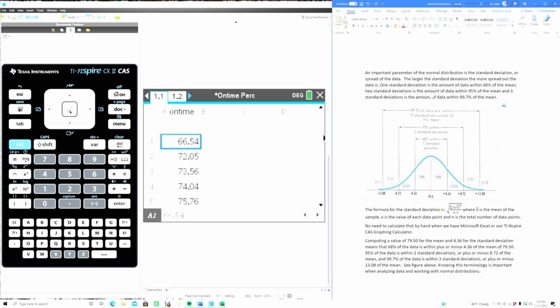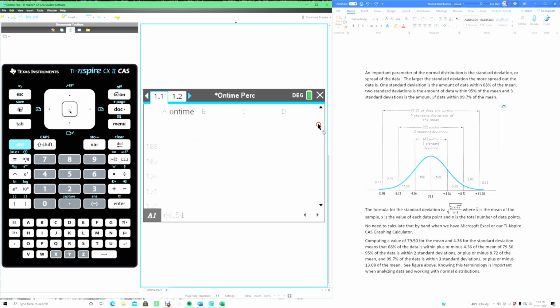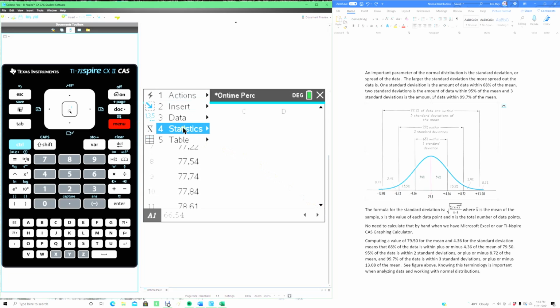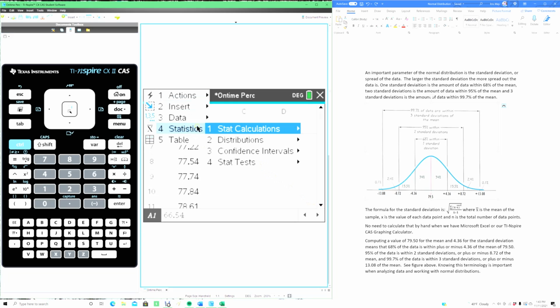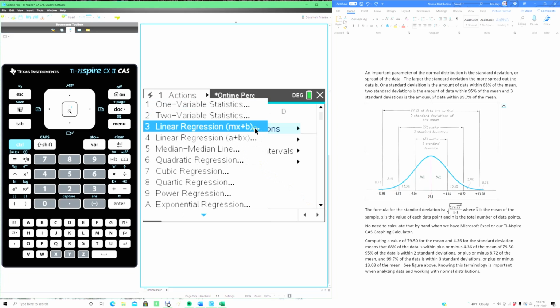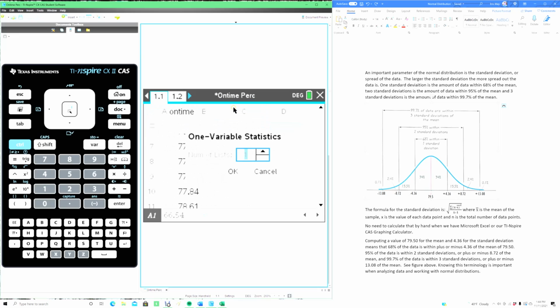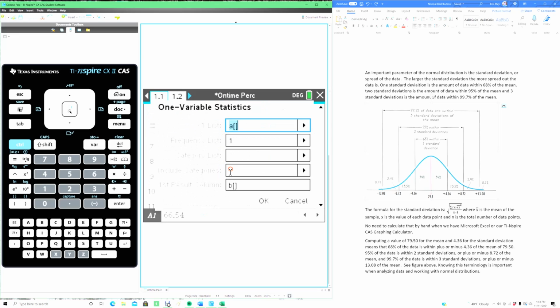To do that on our calculator, we go over to the left here, and you can see that I already have the data input in from our last tutorial. And to get the standard deviation and the mean, I'm just going to go over to Menu, Statistics, Statistics Calculations, one variable statistics, how many lists. In this case, it's just the one list of the on-time arrival percentages, so that's okay.